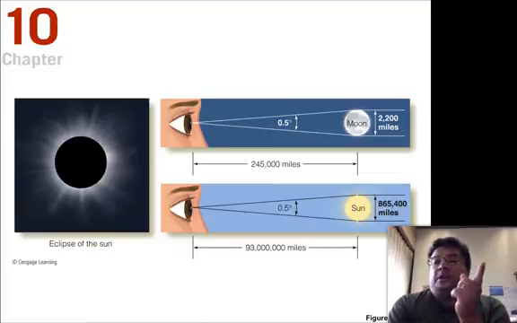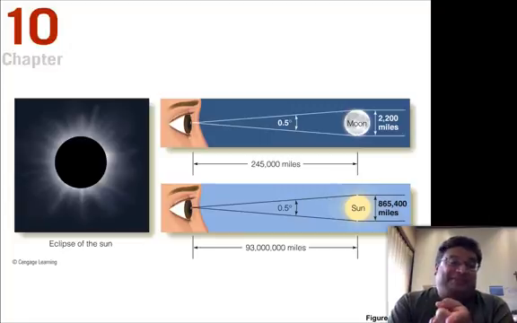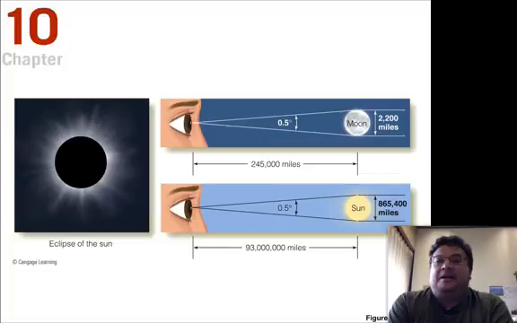One of the weird things about our universe, this is very strange. I do not understand this. This is one of those things that makes you say there must be a God, right? Because the moon and the sun have the exact same visual angle.